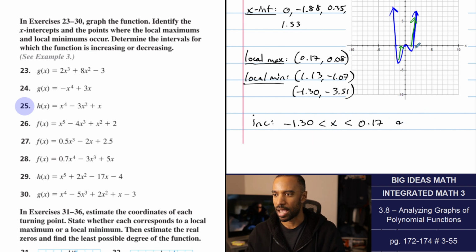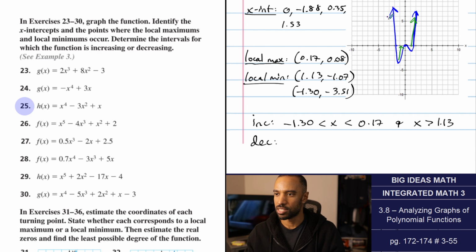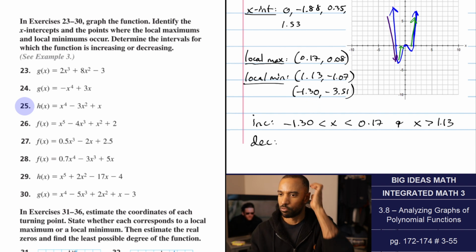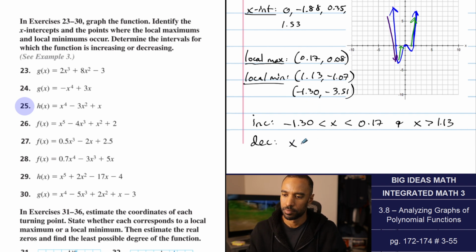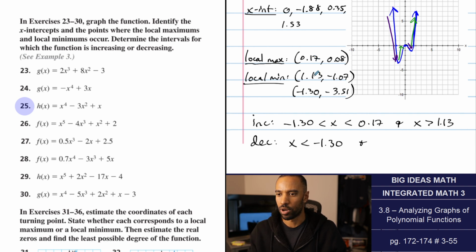And then the other increase: it's increasing when x is greater than that local min x value, which is 1.13. It's decreasing when x is less than negative 1.30. And it's also decreasing right here between x being 0.17 and 1.13.